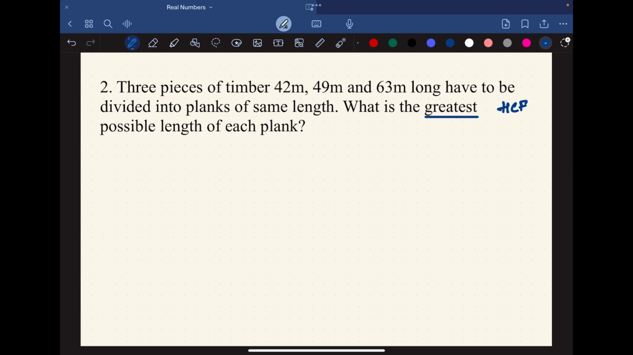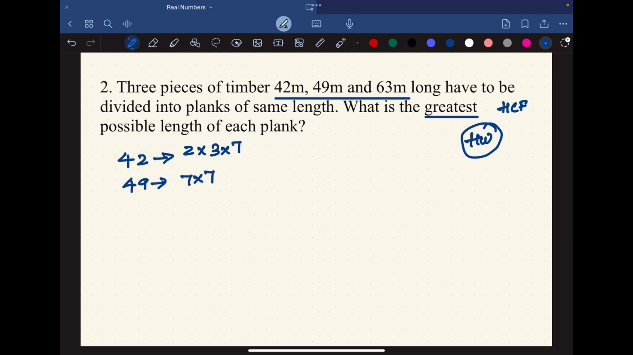This is homework for you: do the prime factorization of 42, 49 and 63 and check with what I'm going to write here, the factors. So 42 you will get as 2 multiplied by 3 multiplied by 7, and for 49 you will get 7 sevens, which you can write directly without doing the prime factorization. 63 is 3 times 3 times 7.